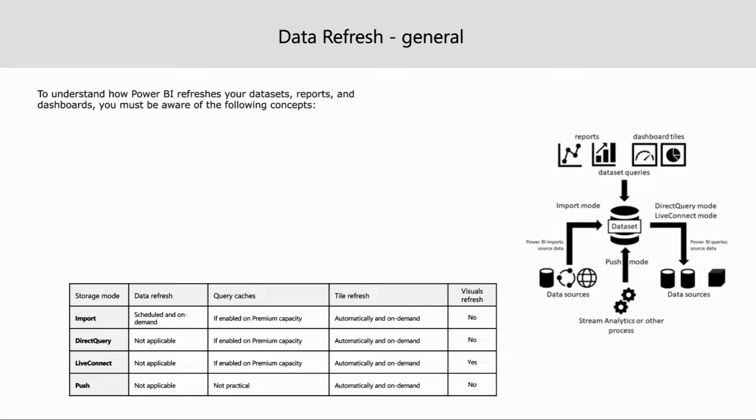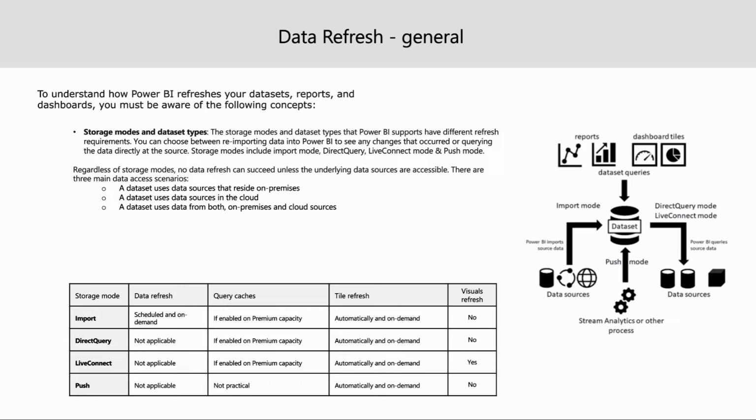Now, before we get into refresh, we need to explain a couple of topics in detail first. So we've already covered the different storage modes. We covered import and direct query, and you also have live connect and push, which are used to a lesser extent. Now, regardless of the storage modes, there's no option to have a data refresh succeed unless the underlying data sources are accessible. There are 3 main data access scenarios: either it's located on premises and you refresh that way, either it's on cloud, or a combination of both.